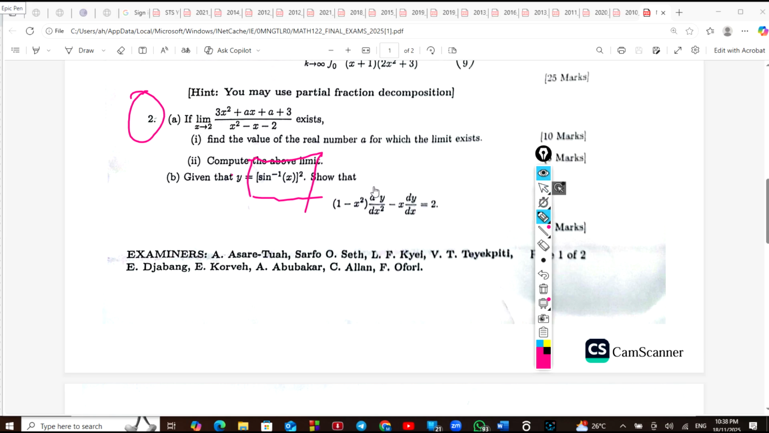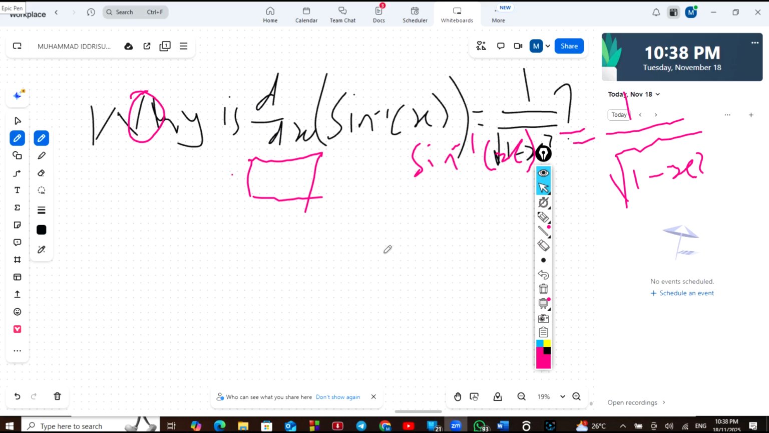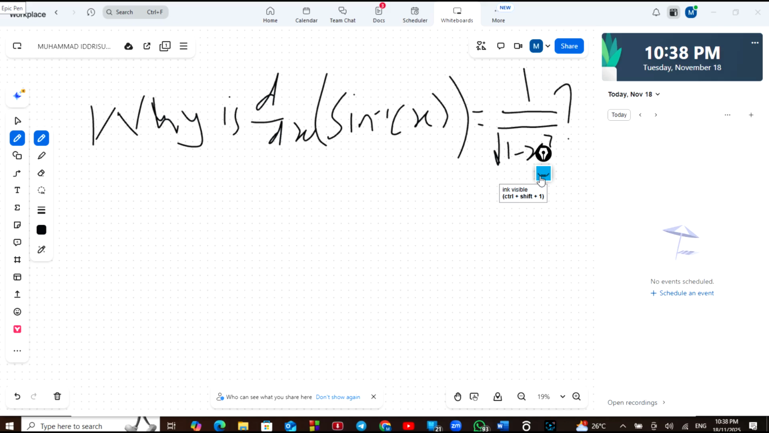Why is the derivative of sine inverse of x equal to 1 over the square root of 1 minus x squared? So in order to get this and understand it better, let's prove it ourselves. So let me close this. We have the question there: why is the derivative of the sine inverse of x equal to 1 over the square root of 1 minus x squared? So this is it.